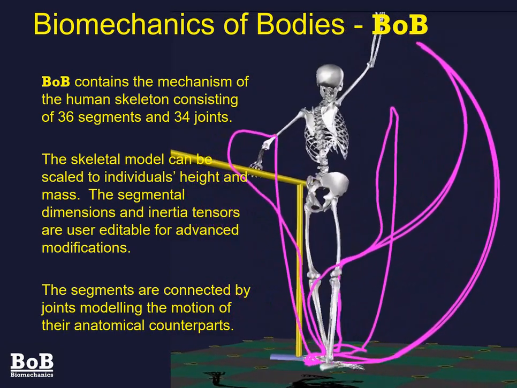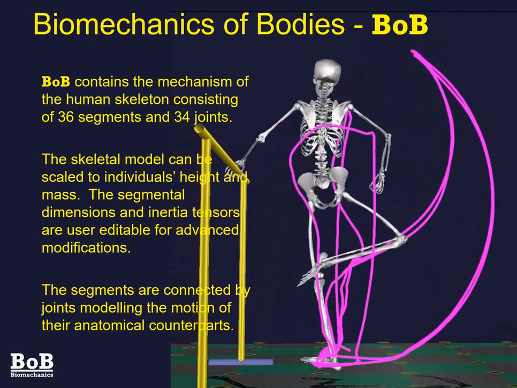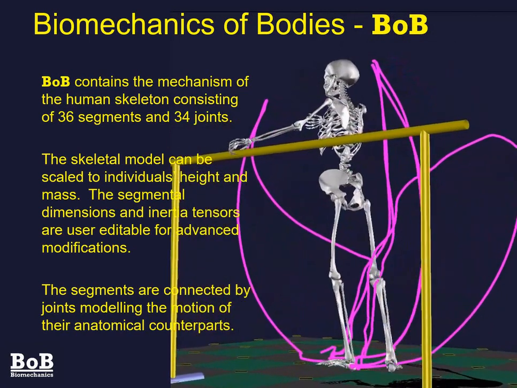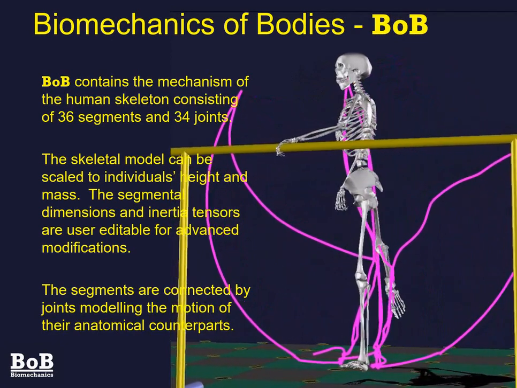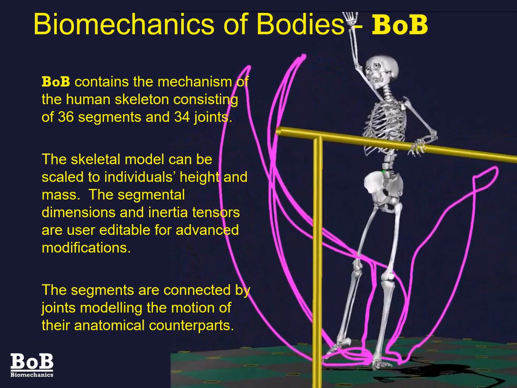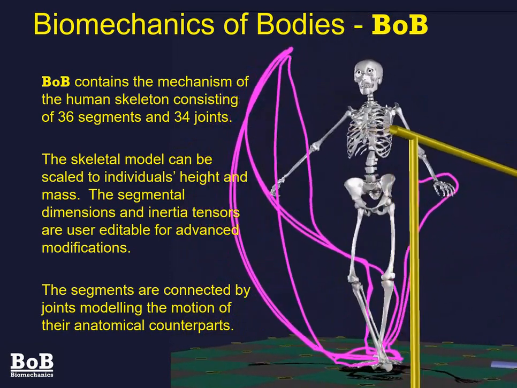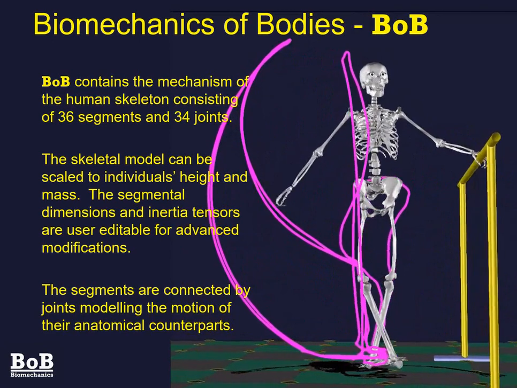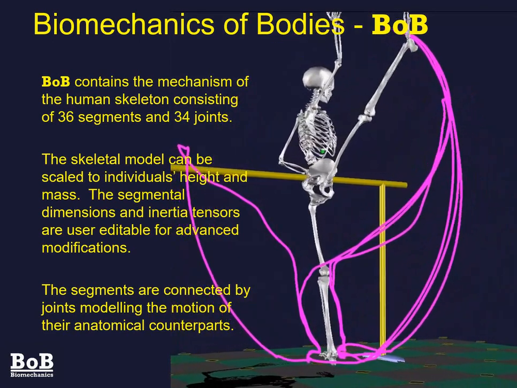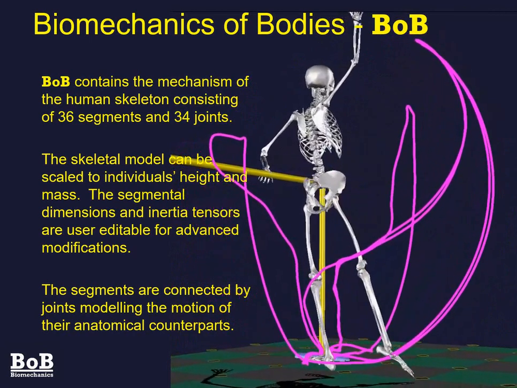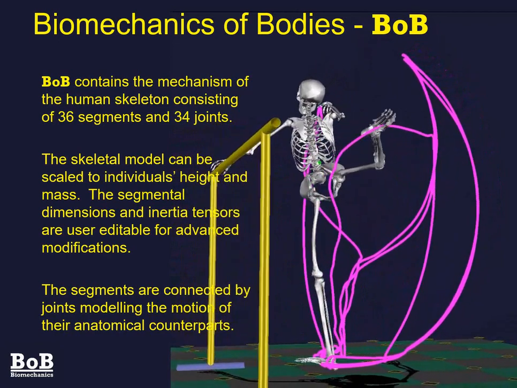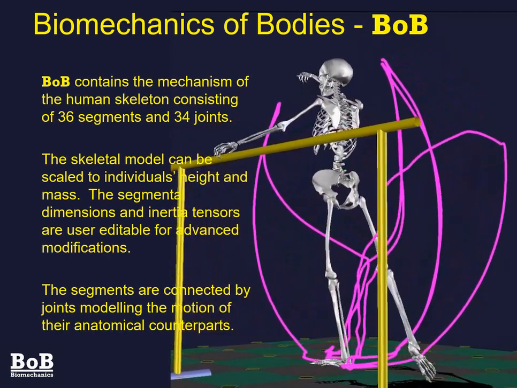The body is broken down into 36 segments, and these segments are joined by 34 joints. The segments are the major components of the human body, for example, the thorax, the skull, the pelvis, the upper arm, the lower leg, the foot, the hand. These segments are then joined by the appropriate joints. The user can change the overall height and mass of the subject, or alternatively, they can go in and change the individual dimensions and inertia properties of each individual segment.